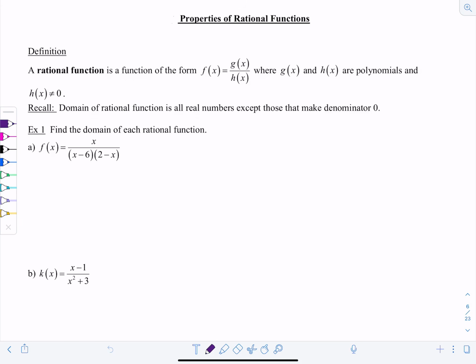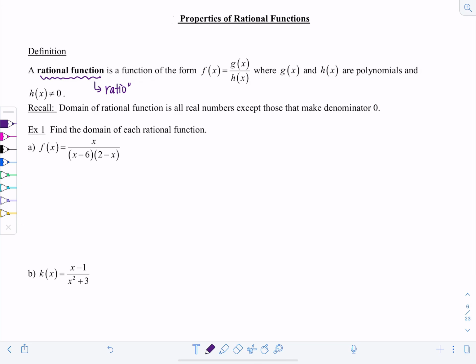This is Precalculus video lecture number 15 on properties of rational functions. So first, our definition: a rational function is a function of the form f of x equals g of x over h of x, where g of x and h of x are polynomials and h of x does not equal 0. So it should remind you of our definition of a rational number.